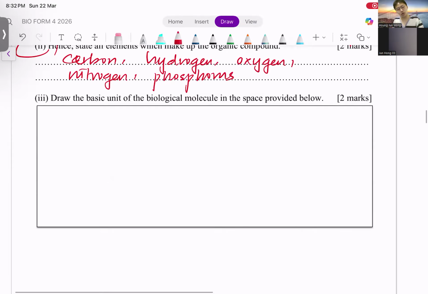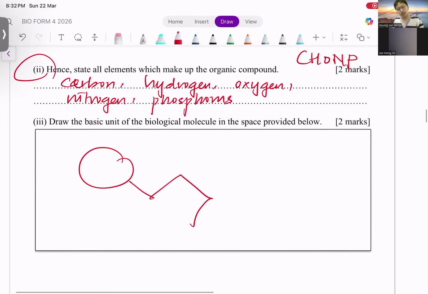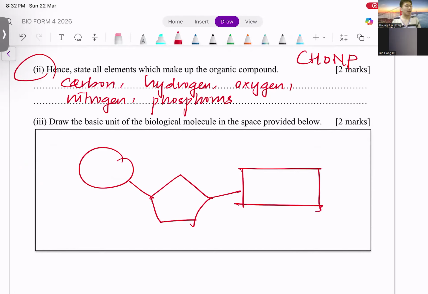The basic unit, not hard. Remember, this is what you also learn in your class easily. One circle, one pentagon, one square, I mean rectangle. And do remember that you must label your diagram, even if it doesn't say label. Any diagram must be labeled. And when you label it, please don't write inside the circle.